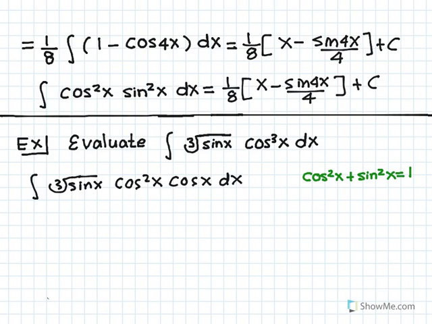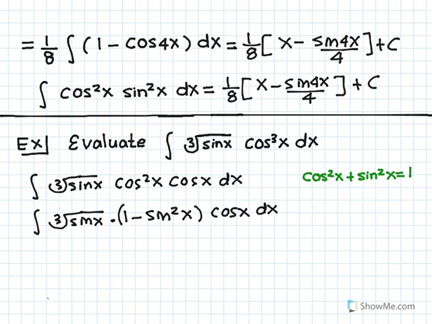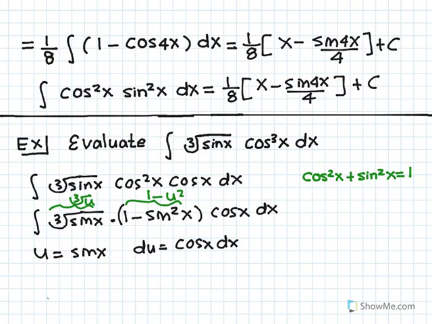Alright, let's do that. So we have the integral of the third root of sine x times cosine squared x, that's 1 minus sine squared x, times cosine x dx. Now let's apply the substitution technique. We will let u be equal to sine x. Its derivative du will be equal to cosine x dx. Let's label these. The third root of sine x is the third root of u. 1 minus sine squared x is 1 minus u squared. Cosine x dx is du.